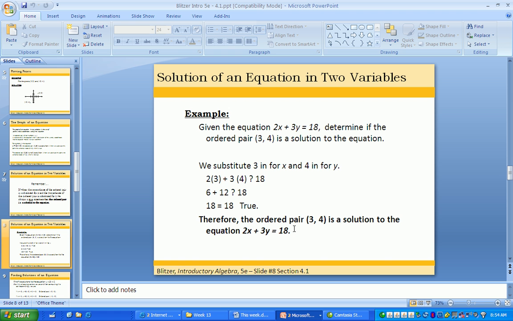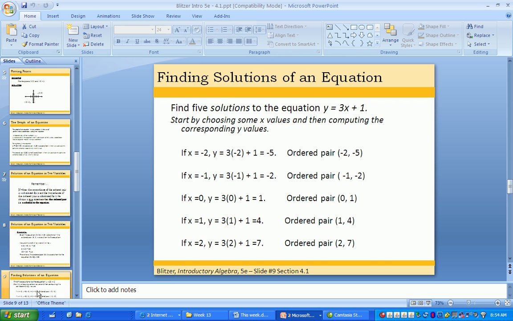Next, they're asking us to find solutions to the equation. If they give us this equation, y is equal to 3x plus 1, they want us to find 5 solutions to the equation. Pretty much all that's asking us is to find 5 points on this line, and we can do that pretty easily. We can arbitrarily pick points on this line.